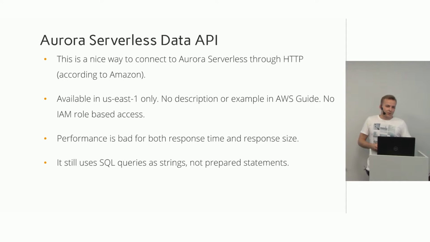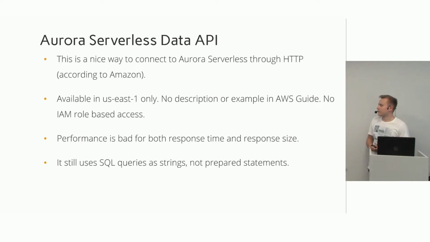Also, in November of 2019, Amazon created the Aurora Serverless Data API, which is, according to Amazon, a nice way to connect to Aurora Serverless using HTTP. At the same time, it's in beta, so there are a lot of limitations too. It's available in only one region. There is no description or example in the AWS guide, and it has no IAM role-based access, so you need to keep your secrets in AWS Secrets Manager and then use them for your connection.